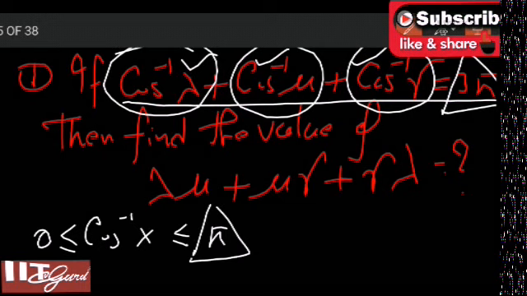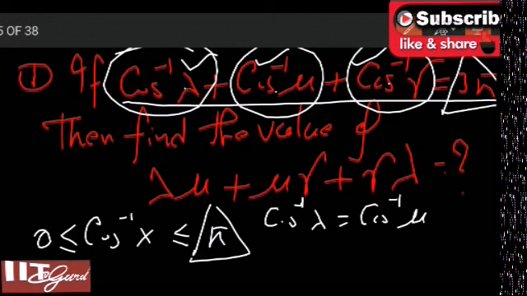So the final answer is 3, because -1 into -1 is 1, and here 1 plus 1 plus 1 is 3. So in this way we can see this one. You can see it over the graph also, here cos inverse x. If you see the graph of cos inverse x, where it attains the value pi over here, this is pi by 2, you can say.